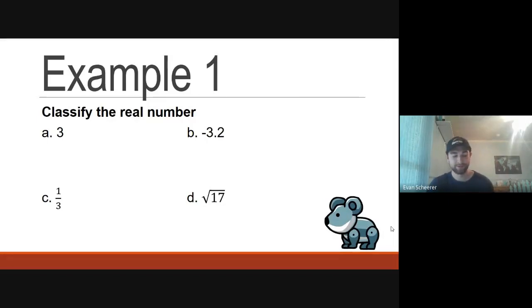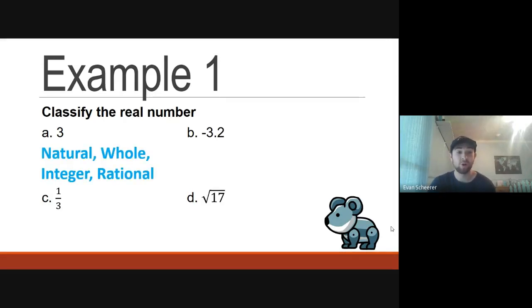All right, so classify the real numbers. So 3. 3 is an integer, right? 3 is a whole number. 3 is rational. 3 is natural, right? So it's a natural number, a whole number, an integer, and it's rational. Let's look at b. Well, b is not a natural number. It's not a whole number. It's not an integer because all natural, whole, and integers are all just a plain number. But it is rational, right? So it's just a rational number.